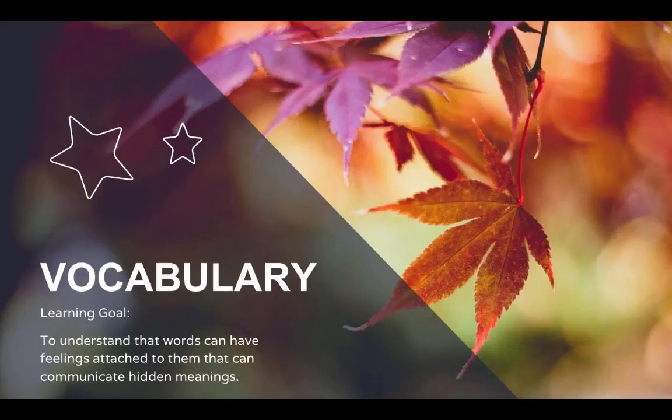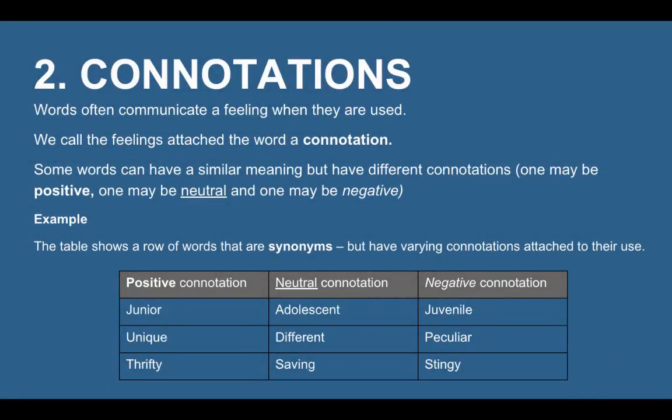All right, so this is vocabulary mini lesson number 2, and the learning goal is to understand that words can have feelings attached to them that can communicate hidden meanings. Now, the hidden meanings in the learning goal is actually the connotation of a word. So the feelings that are attached to a word can be called a connotation.